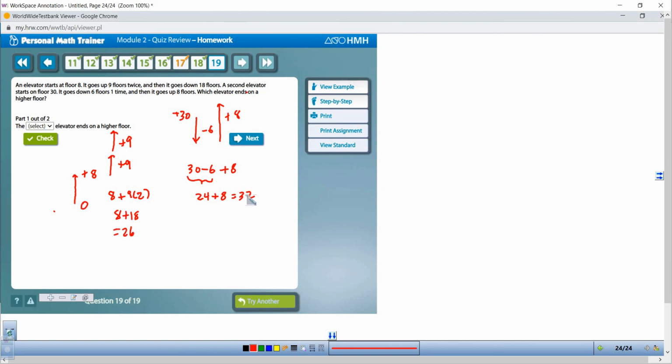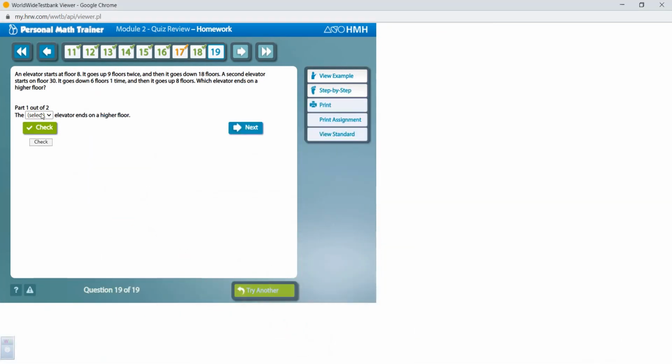So if I compare 32 to 26, 32 is greater than 26, right? 32 was the second elevator. This was the second, and this one was the first. So there we go. The second elevator.